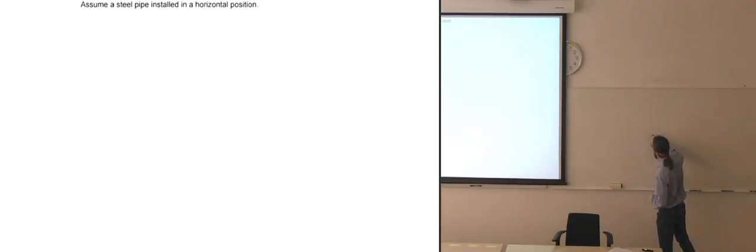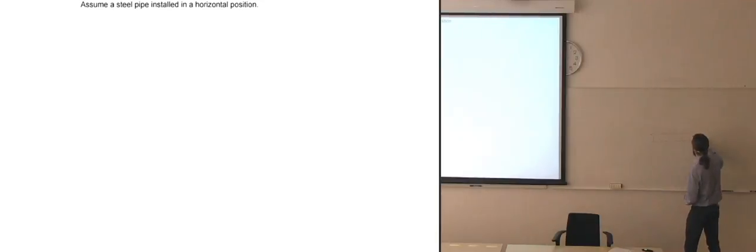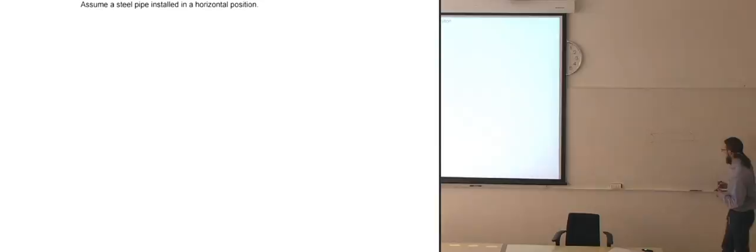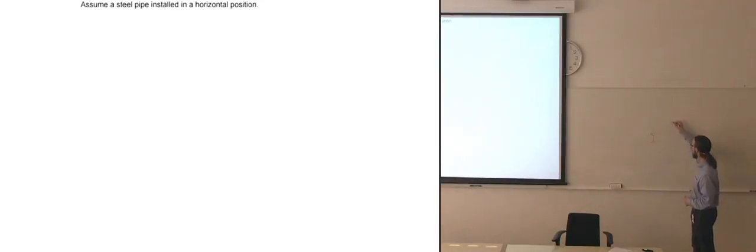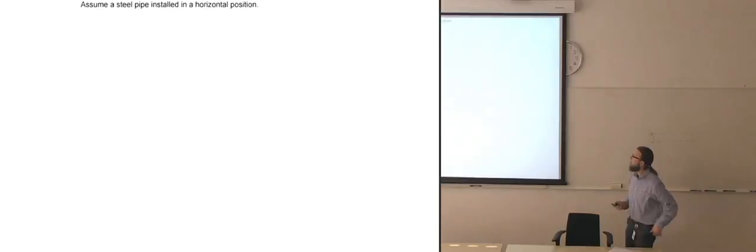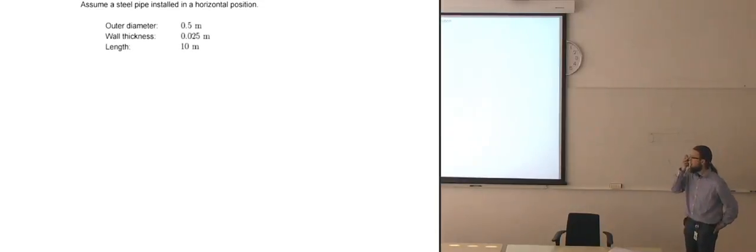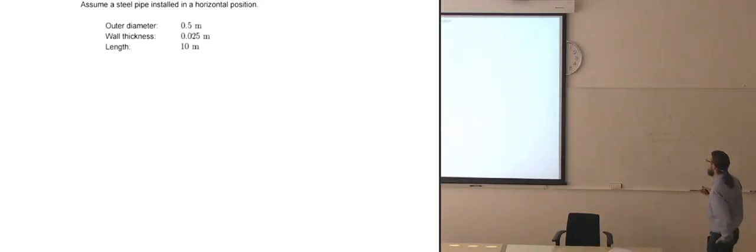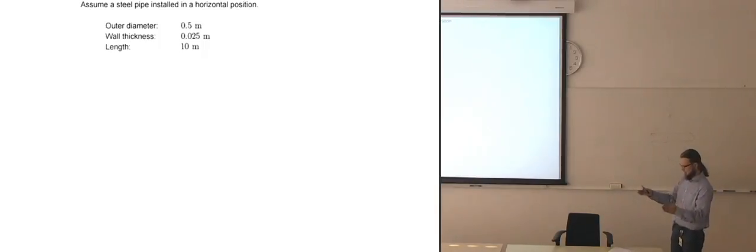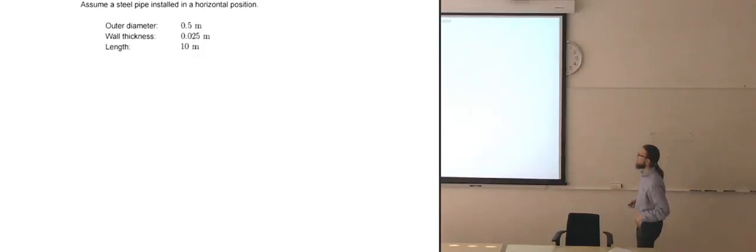So we have the steel pipe, and it's being lowered down this way. So we have these movements going on. We have an outer diameter of half a meter on the pipe. So it's a pretty large pipe. You get it approximately there, that diameter on it.